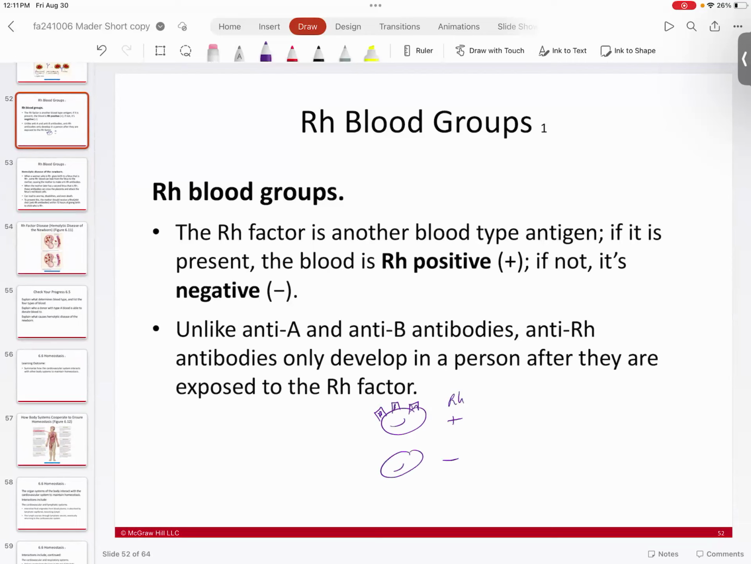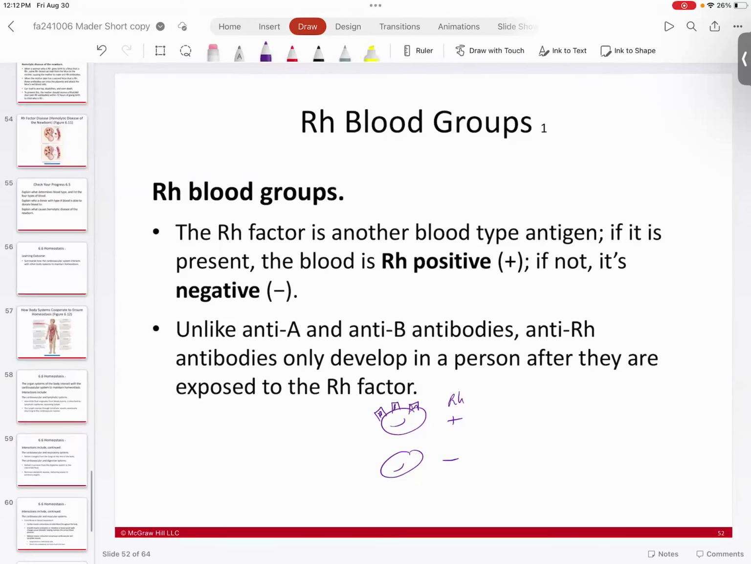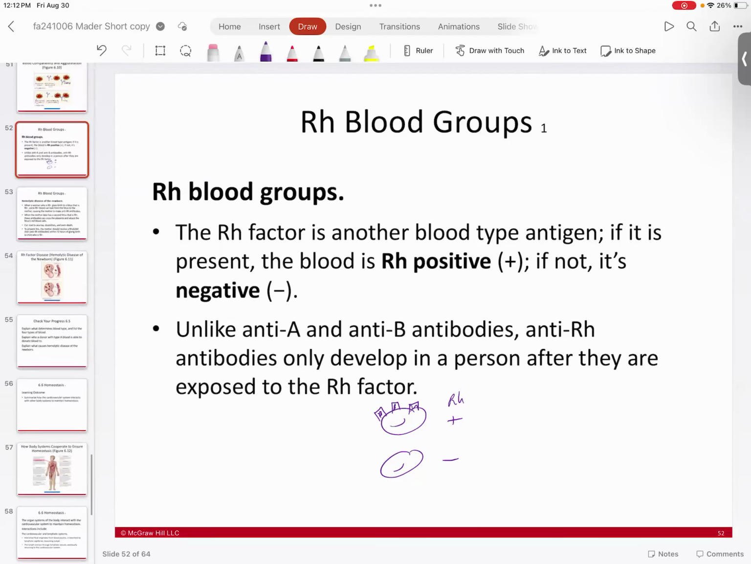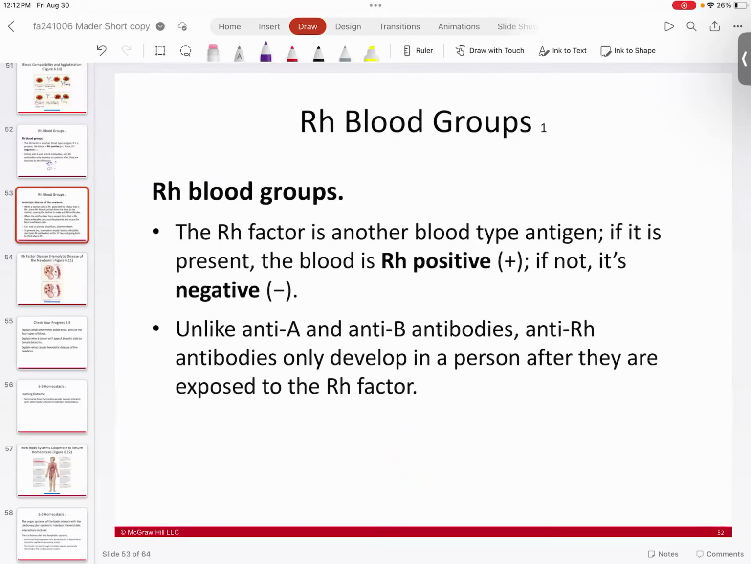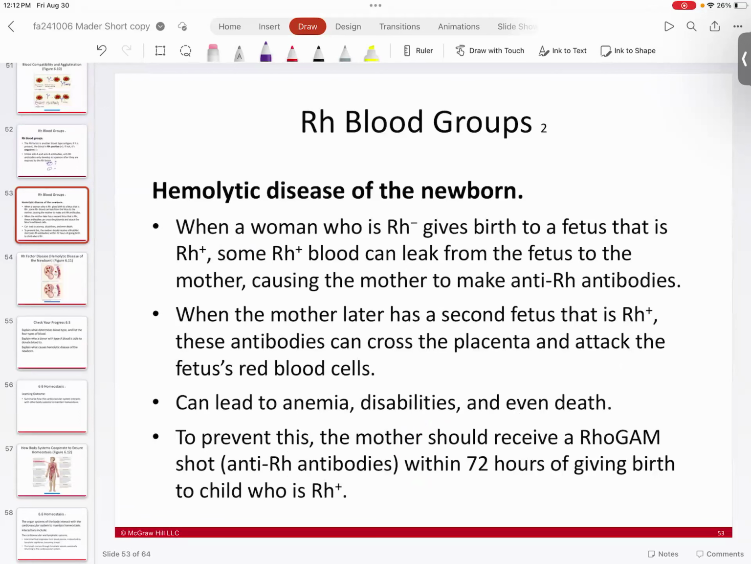If you don't, then you're Rh negative. In this case, this typically only develops once you're exposed to the Rh factor. So it's a little bit different than ABO, but it's a similar sort of thing. The important thing with Rh grouping is that the way we found this is because we discovered something called hemolytic disease of the newborn.